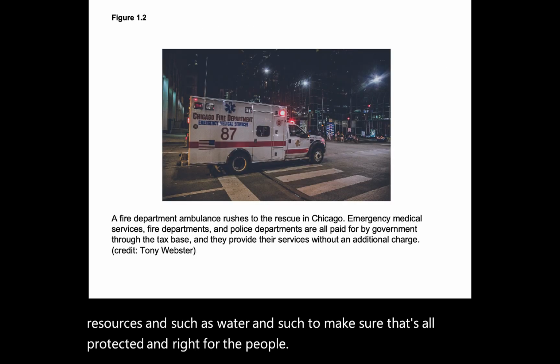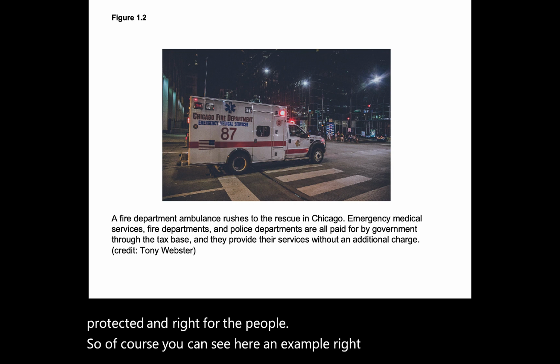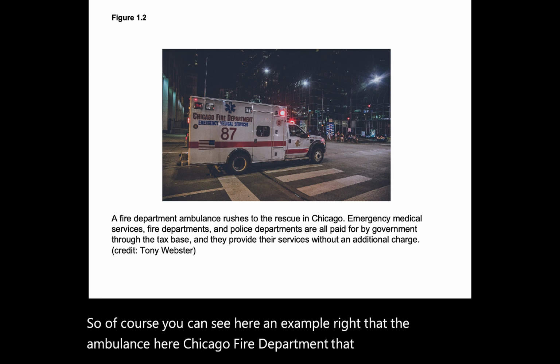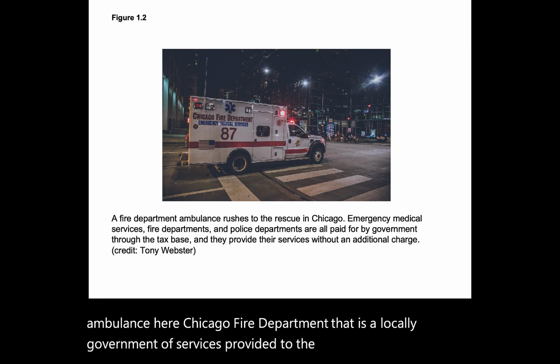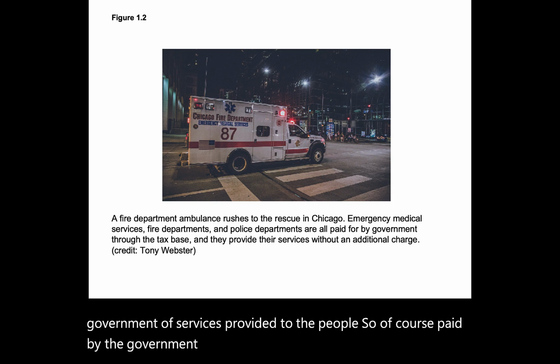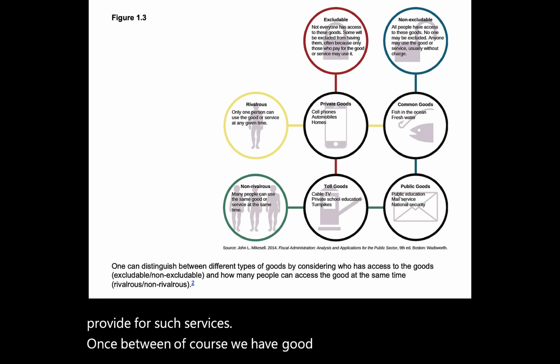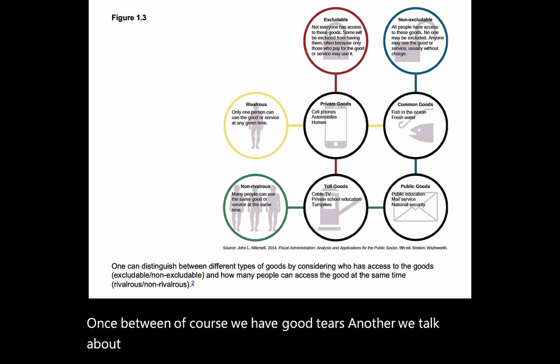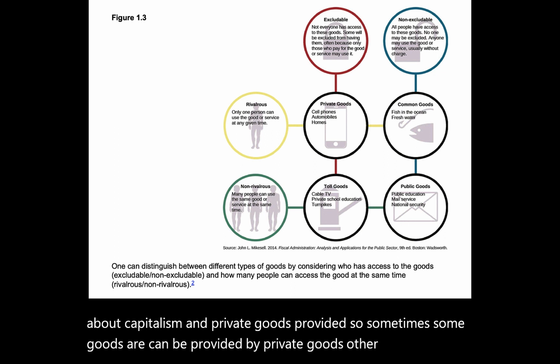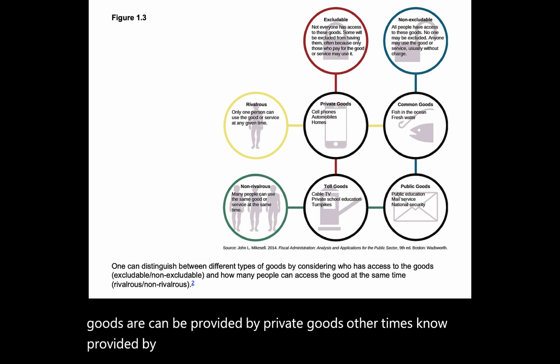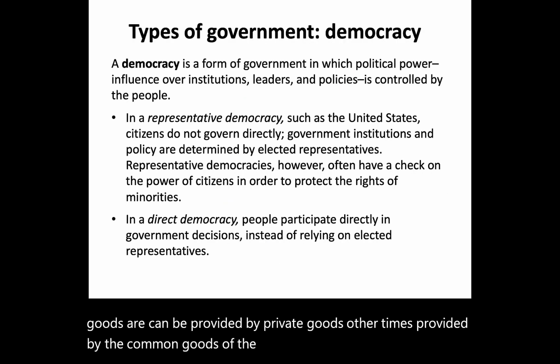Of course, you can see here an example: the ambulance from the Chicago Fire Department is a local government service provided to the people. It is paid for by the government through tax bases, right? So your taxes provide for such services. Here is another example, where we talk about capitalism and private goods provided. Sometimes some goods can be provided by private businesses. Other times, they are provided as common goods by the government.